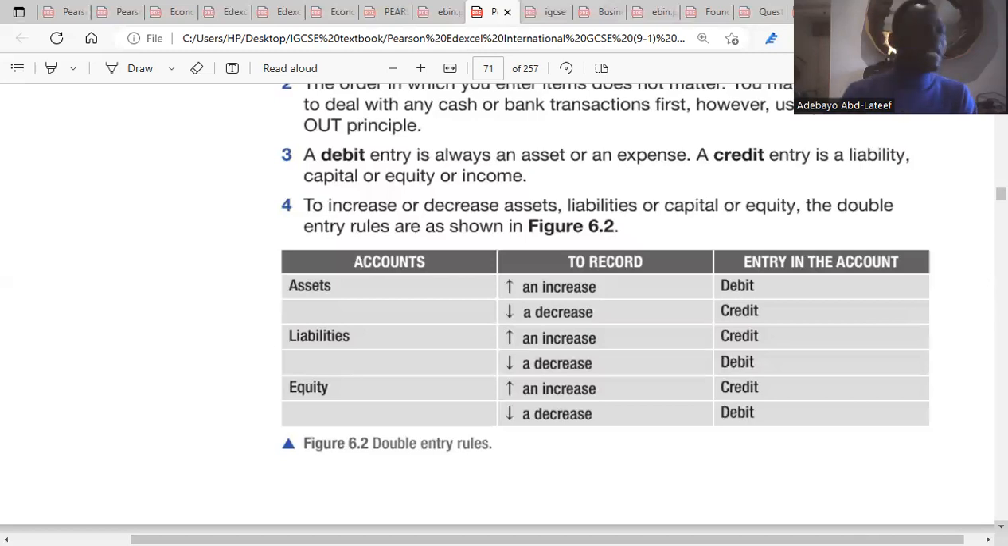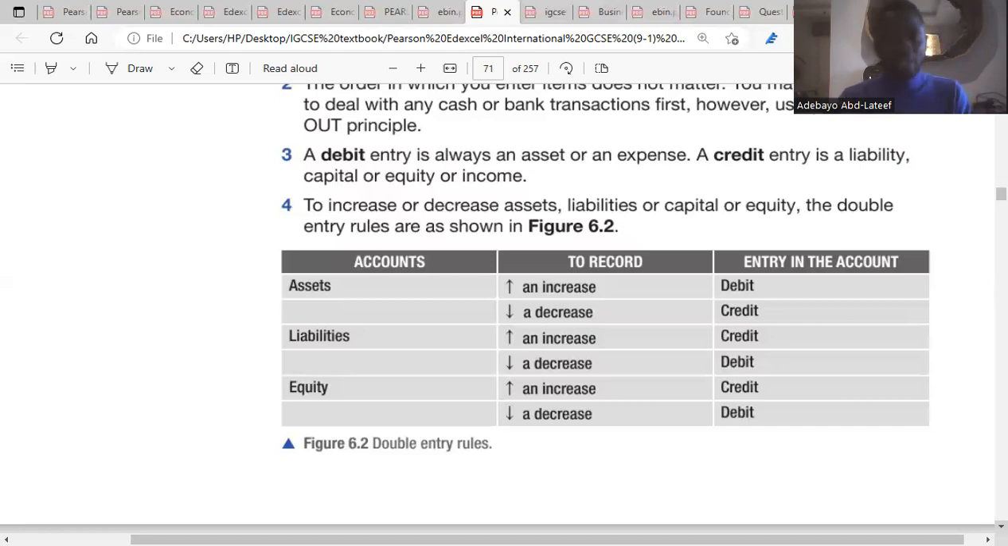The second one, go to the liabilities. What are liabilities? These are debts to a third person or to other businesses, what you are owing other businesses. So how do you increase it? When you are increasing your liabilities, it means you are going to have a credit entry. To increase your liability, it has to be a credit entry. That means you are receiving more debts. It's a credit.